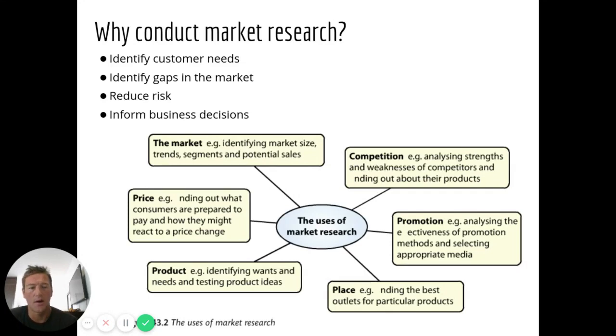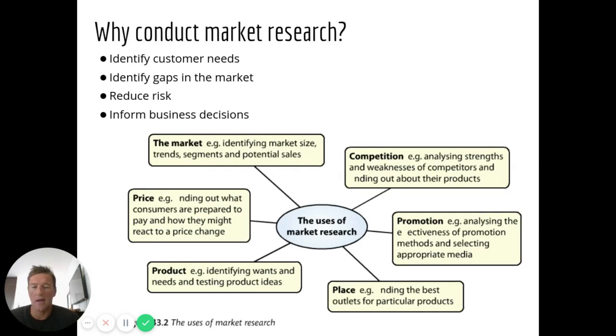We've got a little mind map here of the uses of market research. If I just show you the bottom four: price, product, place, promotion. Hopefully that's ringing bells as being the 4Ps. So you can always say, why do you do market research? And then just go back to the 4Ps. The 4Ps are so crucial in marketing.